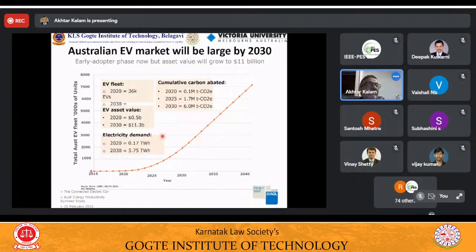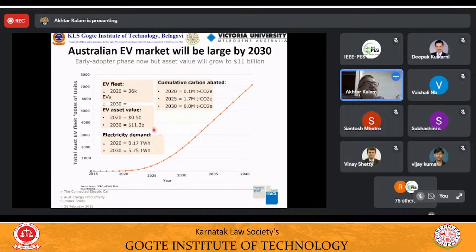The electricity demand, look at that. Today the demand is 0.17 terawatt hour. Okay, by 2030, it'll increase not five times, it'll increase more than 50 times.